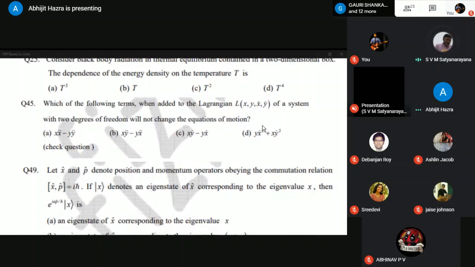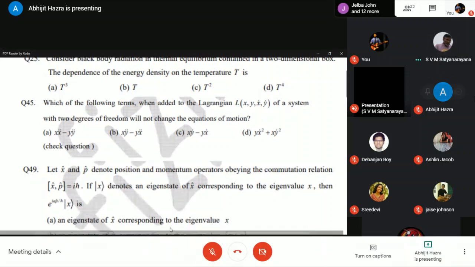I think the last option there is a square term also. y x dot square plus x y dot square. Right? Yeah.